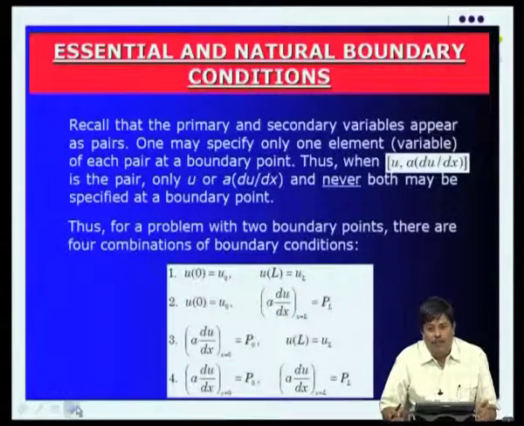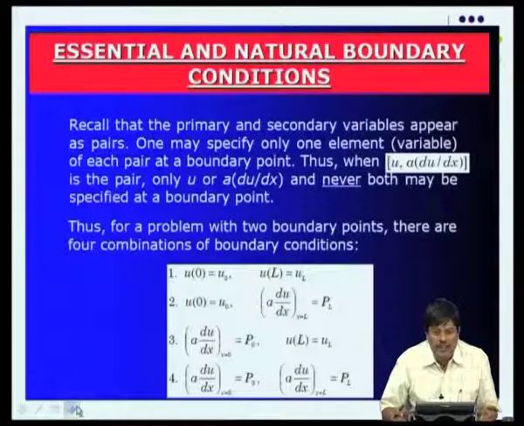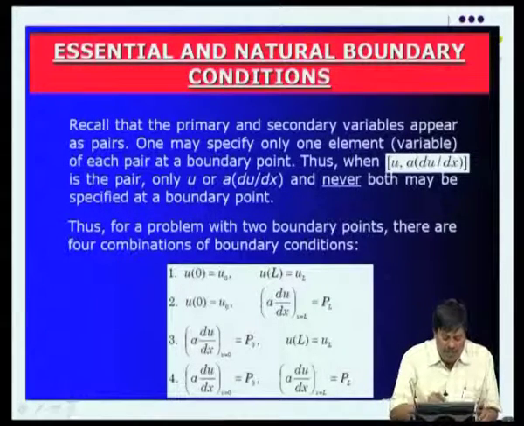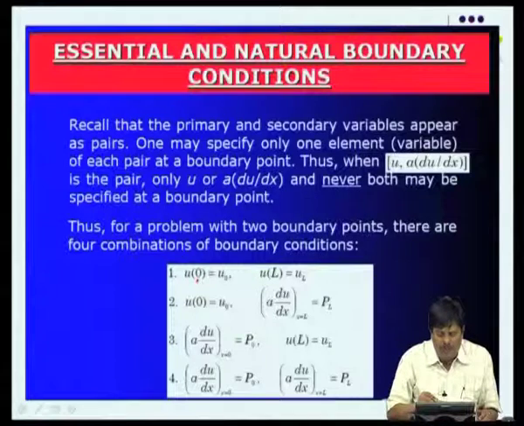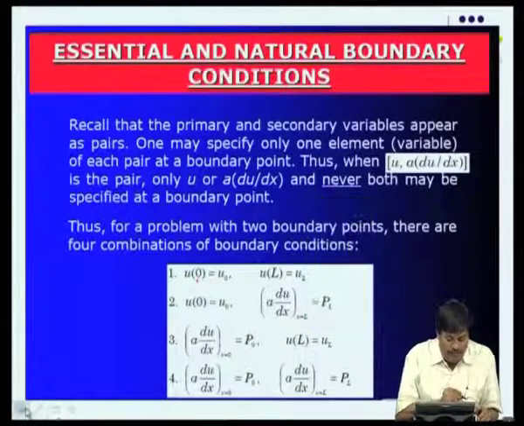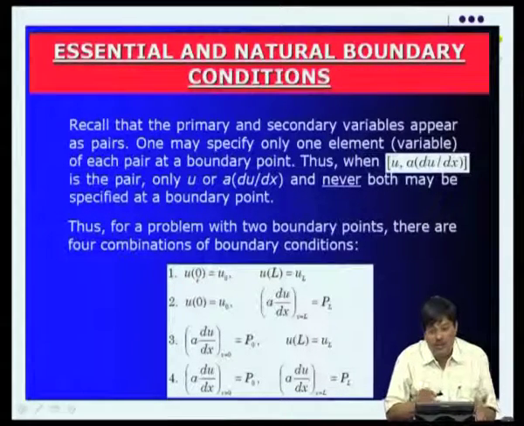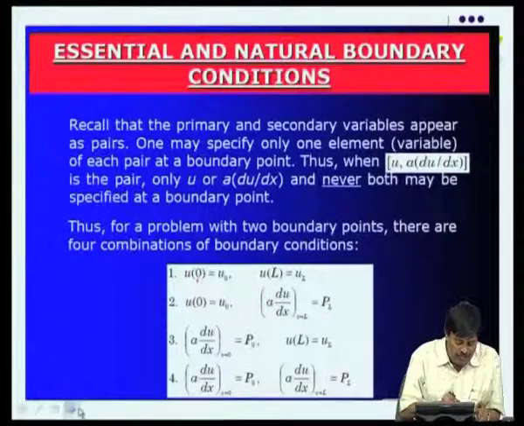So, for the problem we have just considered, a second order problem with two boundary points, there can be 4 combinations of boundary conditions. That is, u is specified at x equal to 0 and u is specified at x equal to L, or u is specified at x equal to 0 and the flux is specified at x equal to L, or the flux is specified at x equal to 0 and u is specified at L, or only the flux is specified at both the points x equal to 0 and x equal to L. So, there are 4 possible boundary conditions that you can see.